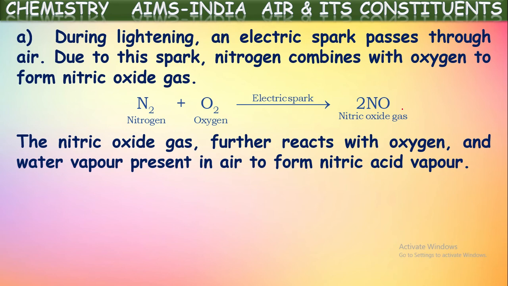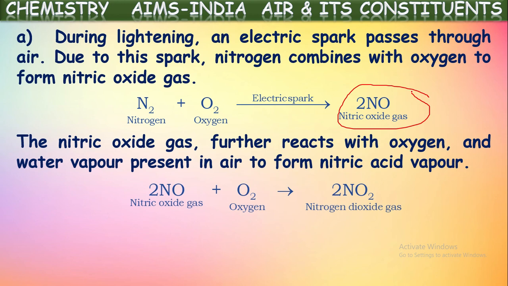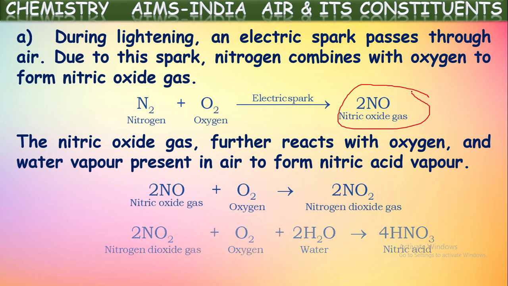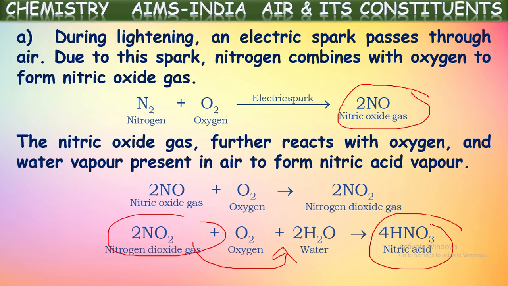So what happens? This formed nitric oxide further reacts with oxygen to form nitrogen dioxide gas. This nitrogen dioxide gas dissolves in the water, in the rainwater, or the water vapor present in the air. So when this nitrogen dioxide gas dissolves in the water, water vapor or rainwater, it forms nitric acid vapor.